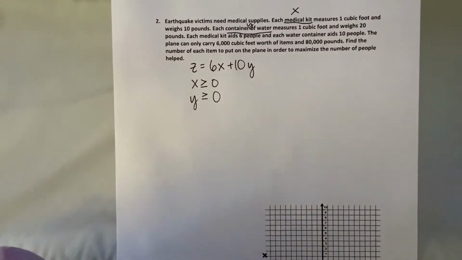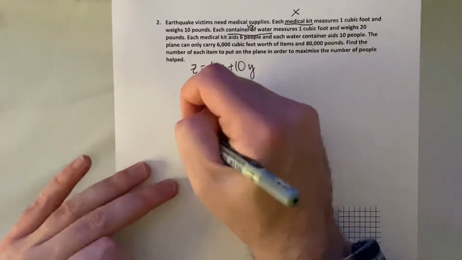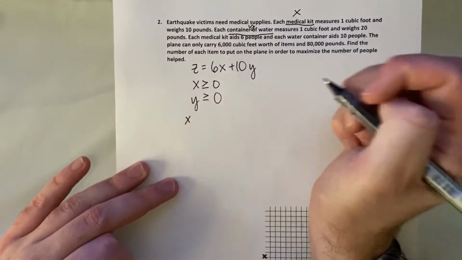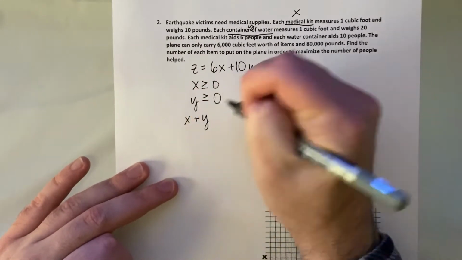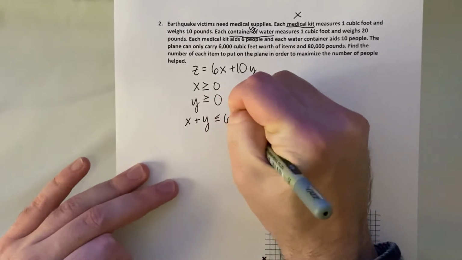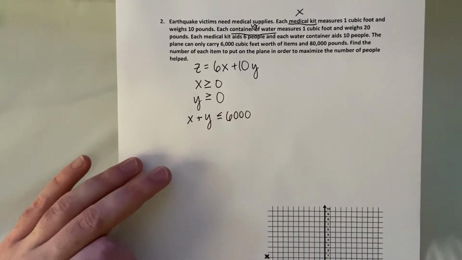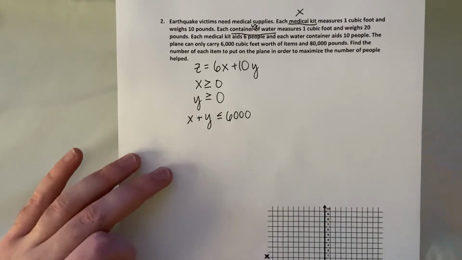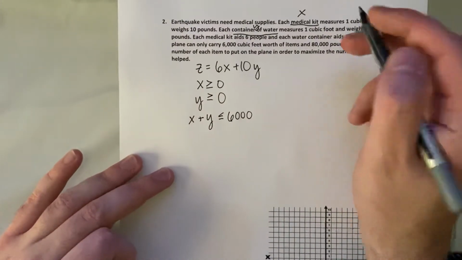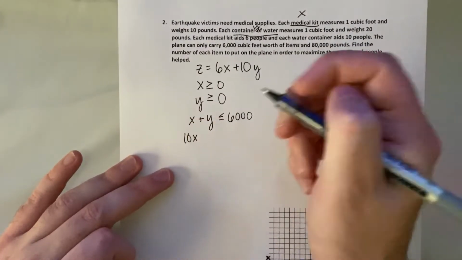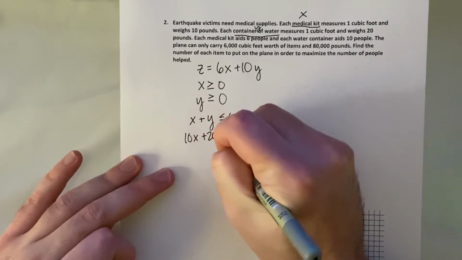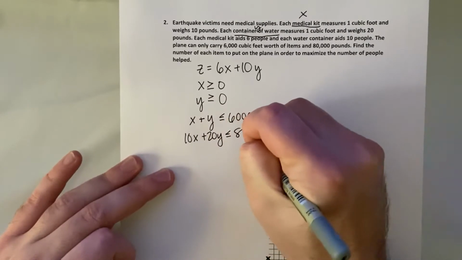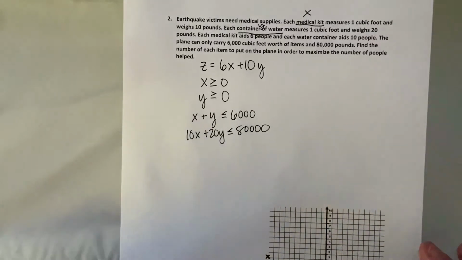But besides that, we've got the size restrictions. There's only 6,000 cubic feet. So the number of medical kits, each one takes up 1 cubic foot. So 1x plus 1y is less than or equal to 6,000. The second equation is the weight. Medical kits weigh 10, so 10x. Containers of water weigh 20, so plus 20y is less than or equal to 80,000.